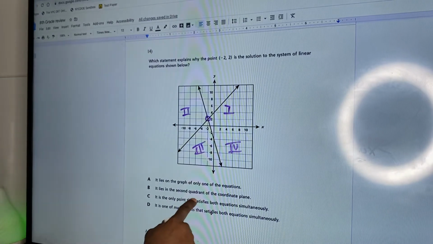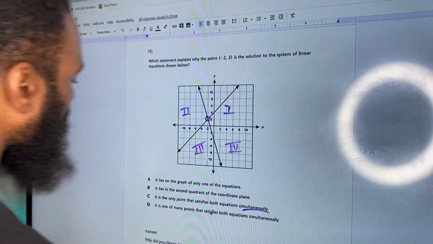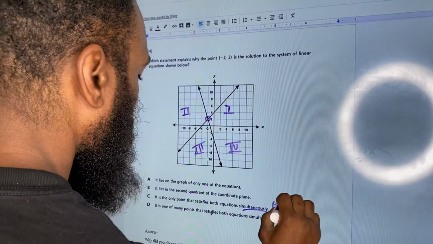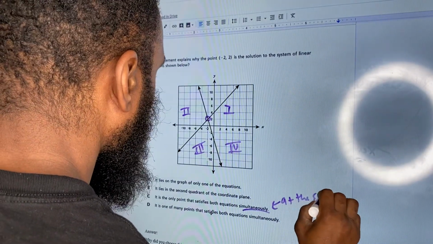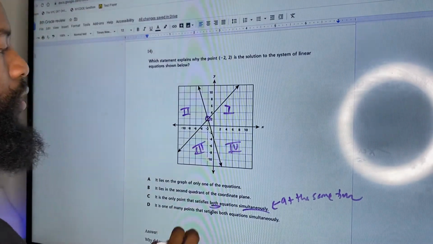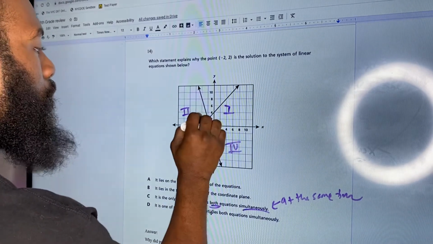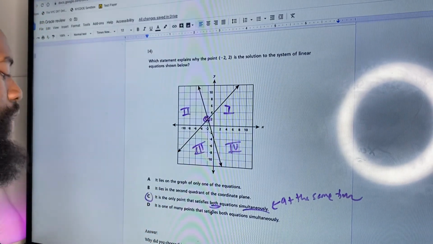It is the only point that satisfies both equations simultaneously. Simultaneously means at the same time. It is the only point that satisfies both equations. This is the first equation, this is the second equation. It satisfies both equations at this point. There you have it. See?